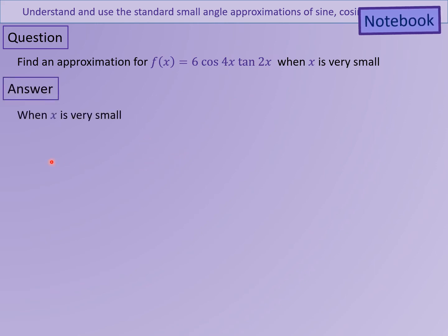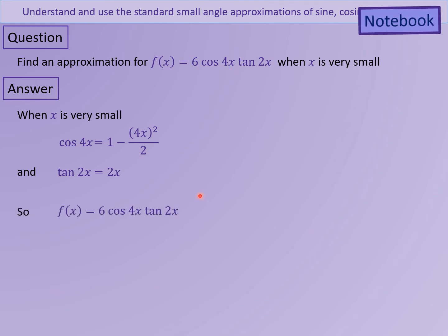So what do we have? Well, because x is very small, we know that cos 4x is approximately 1 minus 4x squared over 2. Okay, tan 2x, which is that part, is approximately 2x. So that's me using those formulas. Now all I'm going to do is take those two parts, 2x, substitute it into there, and take the cos 4x part and substitute it into there.